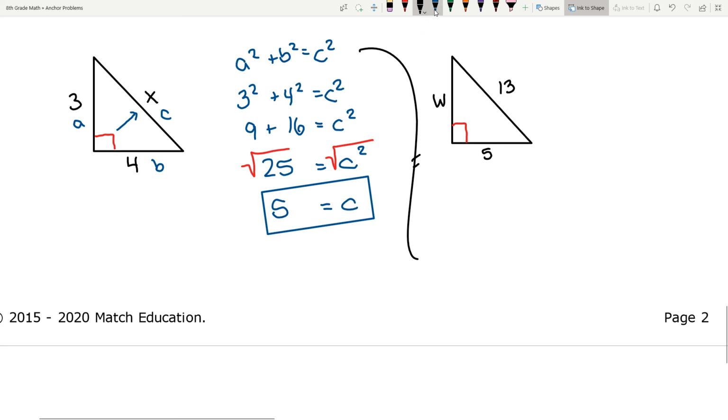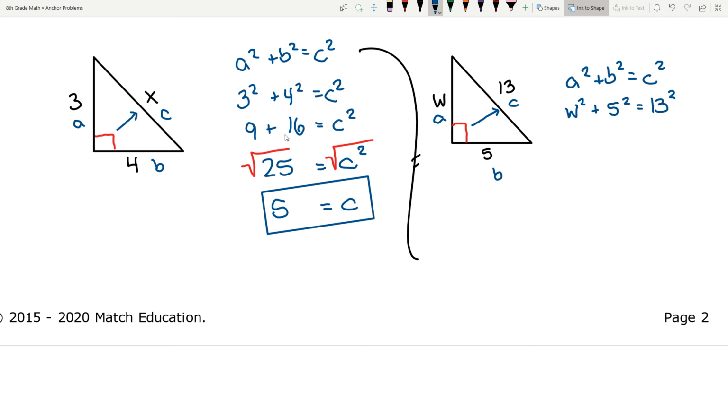Well, we follow the same steps, kind of. We're still going to label our hypotenuse, the one across from the right angle, as C, and our other two sides then can just be our A and our B. And so A squared plus B squared is going to equal C squared, and substitute the numbers in the correct spots. W is what our A is here. So W squared plus 5 squared is going to equal 13 squared.